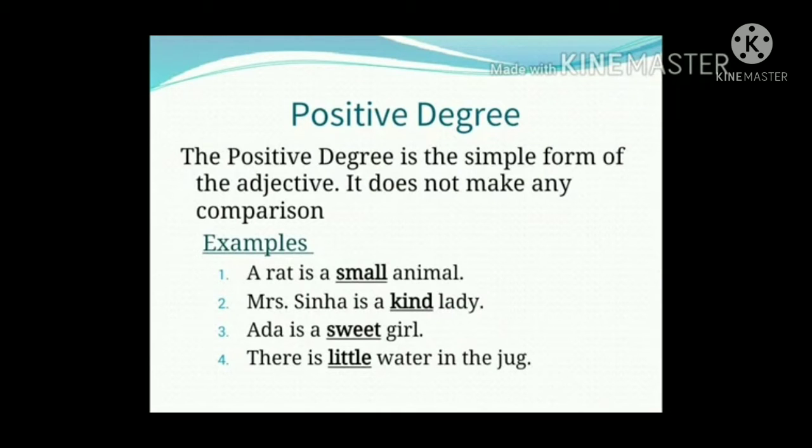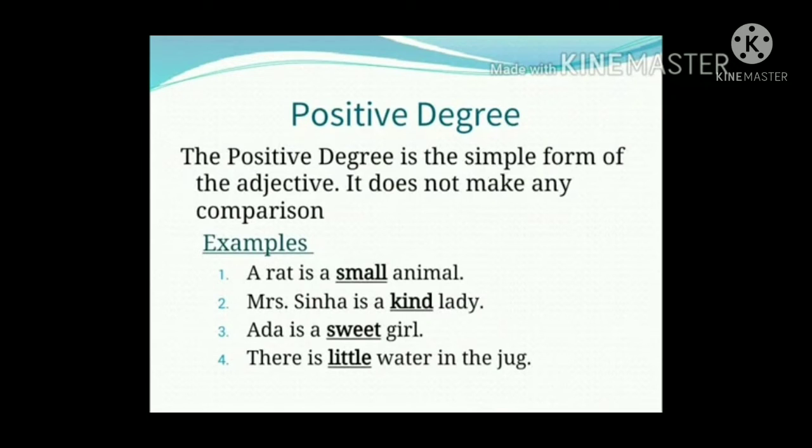Now, first of all, take up positive degree. The positive degree is the simple form of the adjective. It does not make any comparison, hence it does not make any change also. A rat is a small animal. Mrs. Sinha is a kind lady. Ada is a sweet girl. There is little water in the jug.